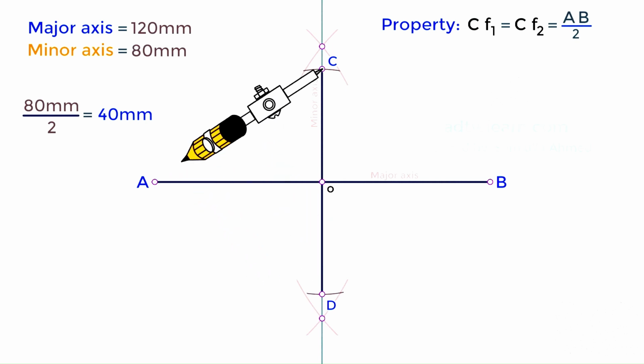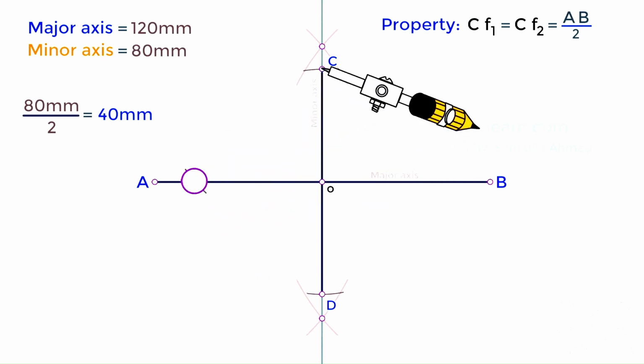Keep the compass on point C, and mark an arc on this line AB. This point will be our focus F1. Similarly, mark an arc on line AB on the other side. This point will be our focus F2.